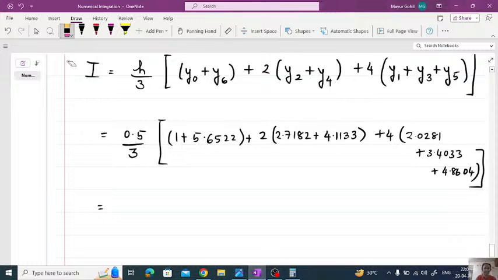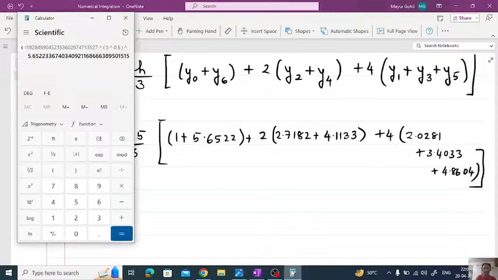I'll also do the addition here. Okay, so 1 plus 5.6522, that added with 2 times 2.7182 plus 4.1133, right? That is there. Enter.